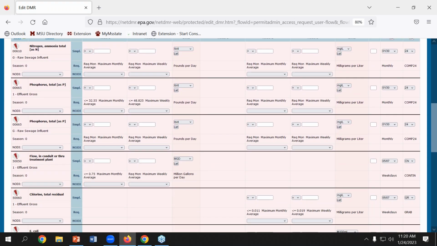Continuing with the NetDMR, we discussed our ammonia nitrogen effluent. Now we've got to report our ammonia nitrogen influent. Like all the other influents, it's report only.